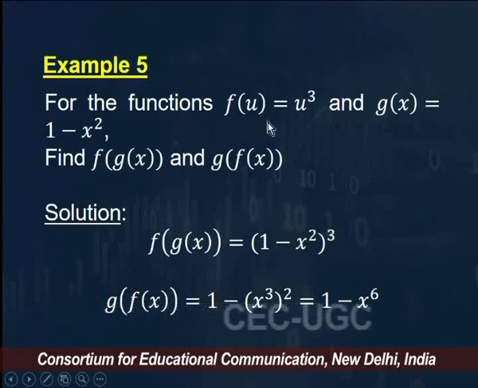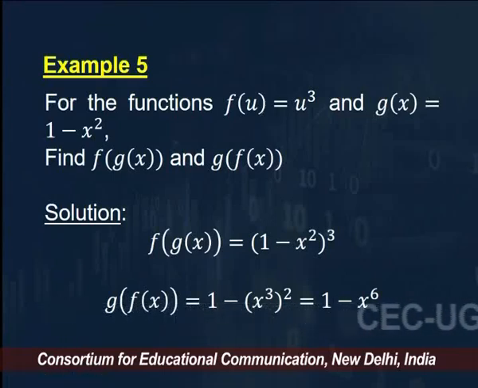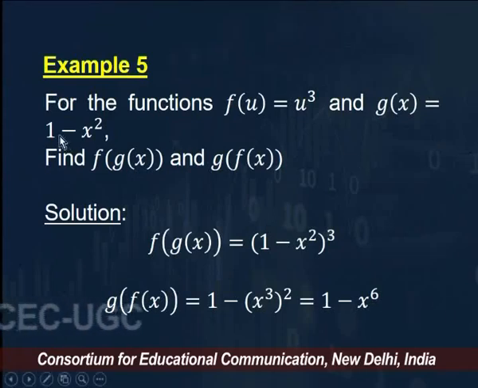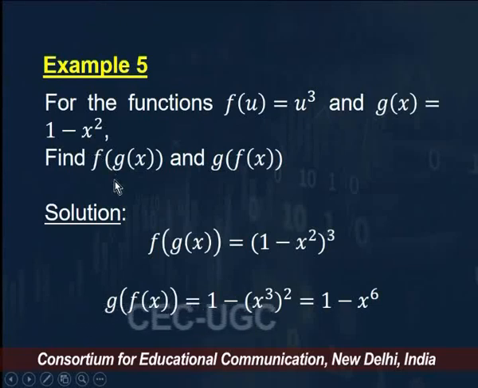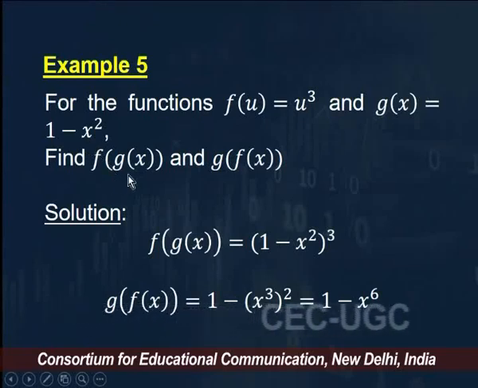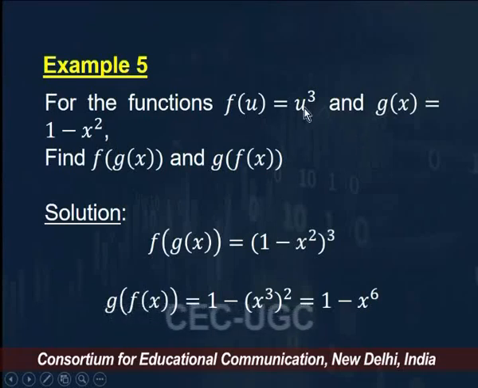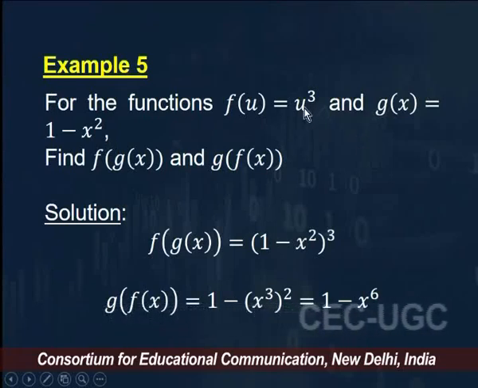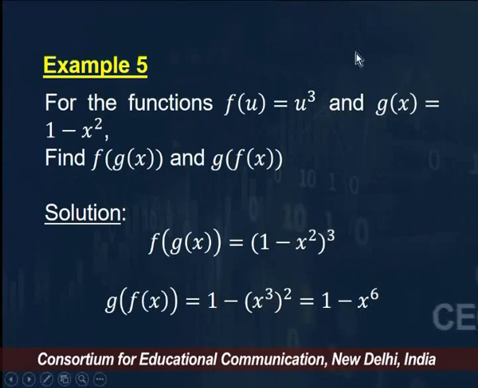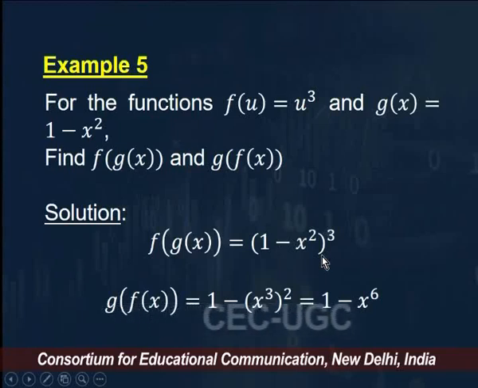If I pick up the expressions from the previous example, f of u was u cubed and g of x was 1 minus x squared. Now, if I ask you to find f of g of x, what am I doing? My input here is g of x, which is 1 minus x squared, and that is what I'm going to substitute for u, the argument for the f function. That gives me 1 minus x squared, the whole to the power 3.